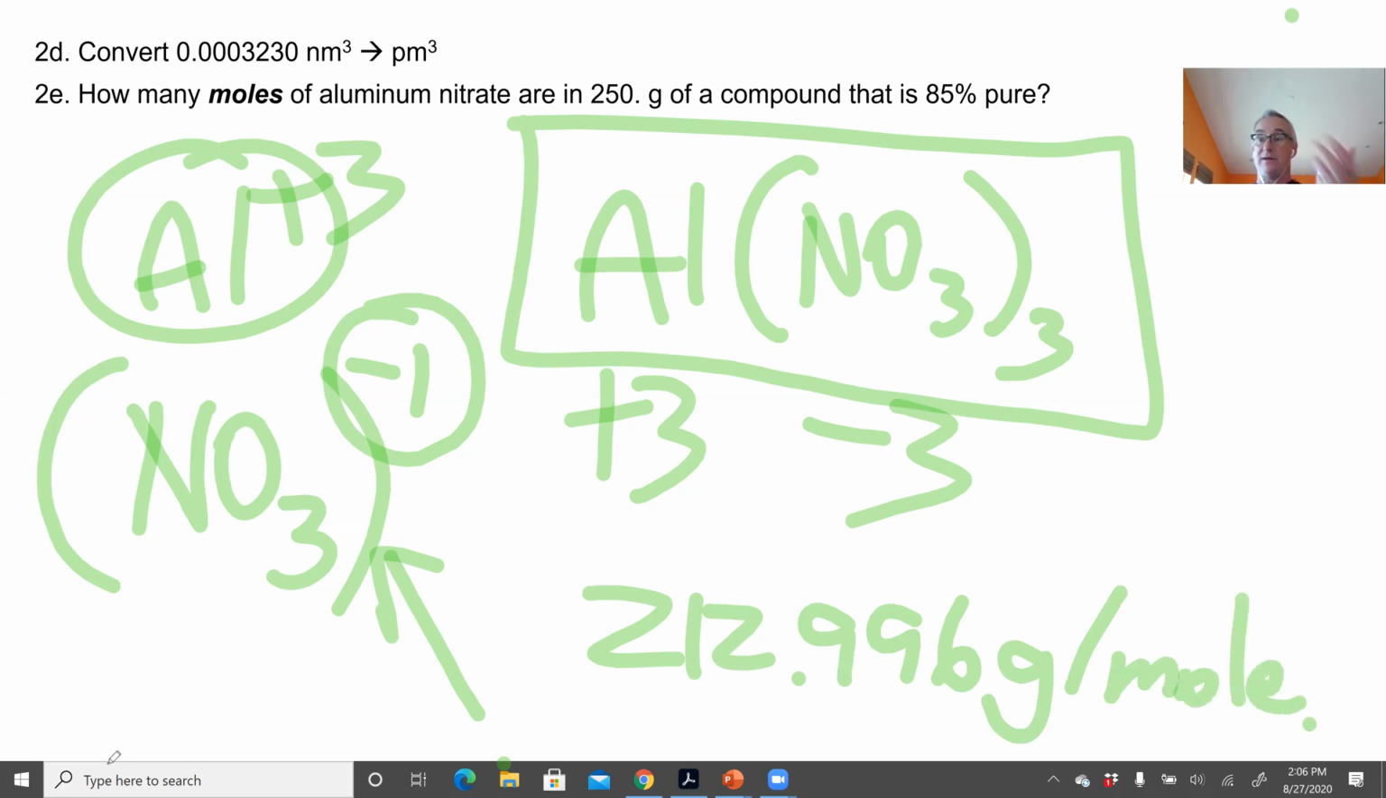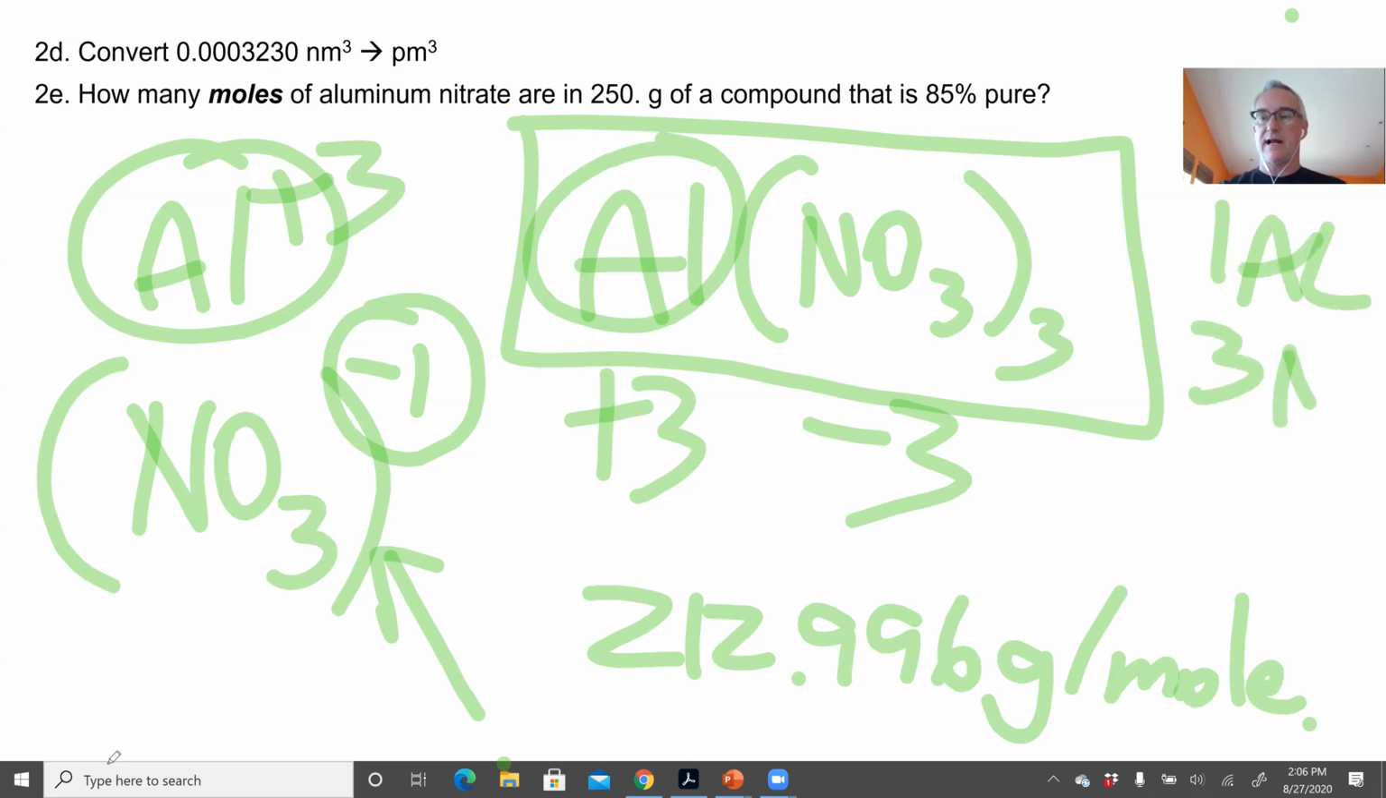Okay. Now, if you wanted to do it the hard way, you could look up the mass of 1 atom of aluminum from the periodic table. How many atoms of nitrogen do we have? 3. So we have 1 aluminum, 3 nitrogen. How many oxygens? 9. That's right. Man, you've taken chemistry before. Yeah, so there's 3 atoms of nitrogen in every molecule of nitrate, and we have 3 molecules of nitrate. So we multiply 3 by 3, and we have 9.